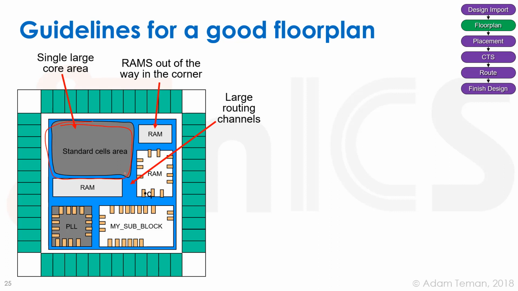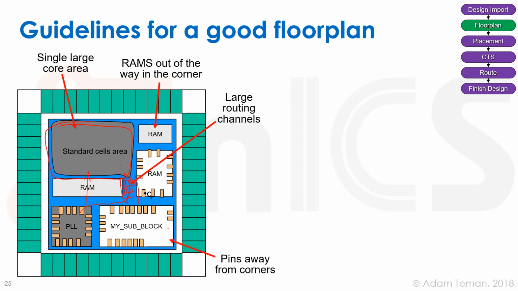We want to have large routing channels. So let's say we have the PLL over here and it needs to route to here; it's not going to go over the RAM. So we want to make sure that there's a lot of room in between, so we don't have a bottleneck over here that's going to cause all kinds of routing congestion.